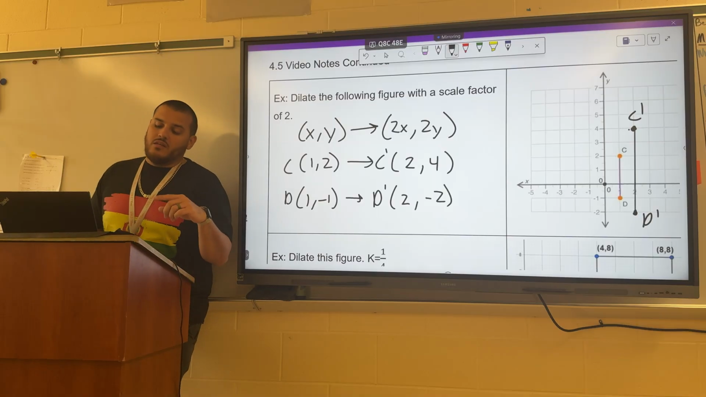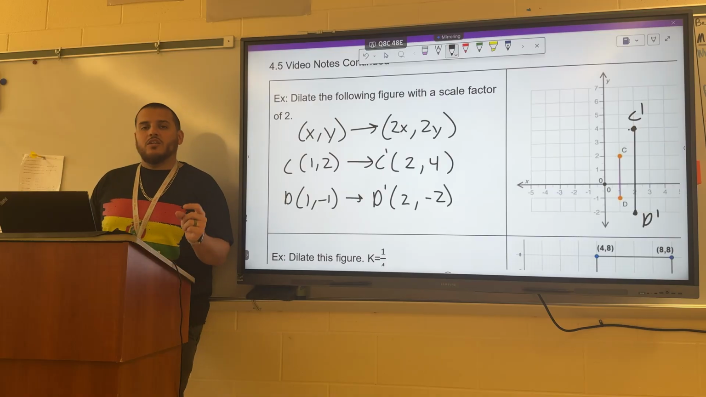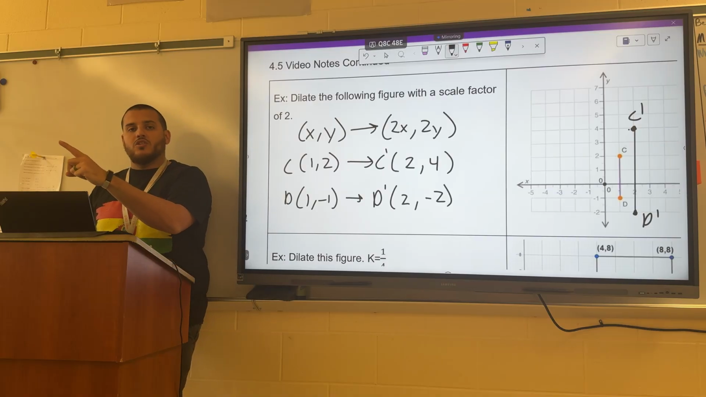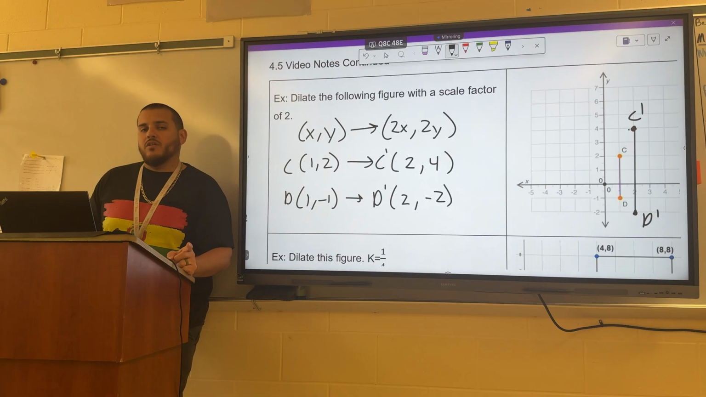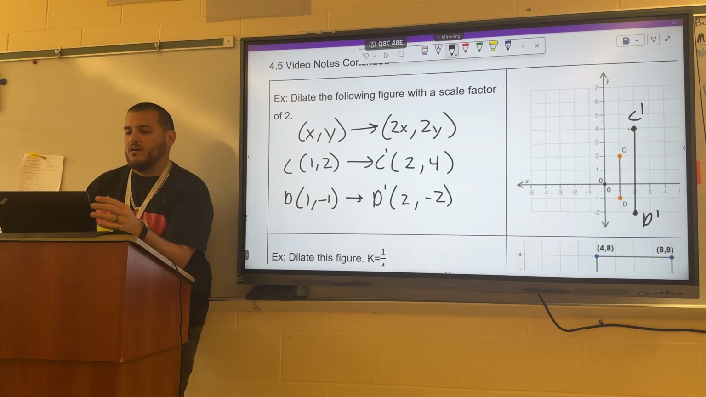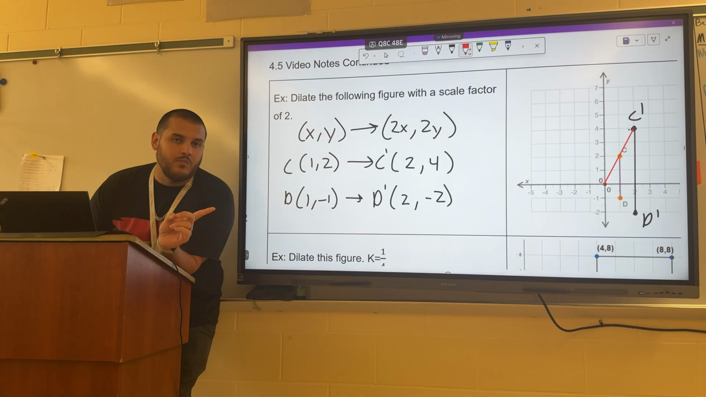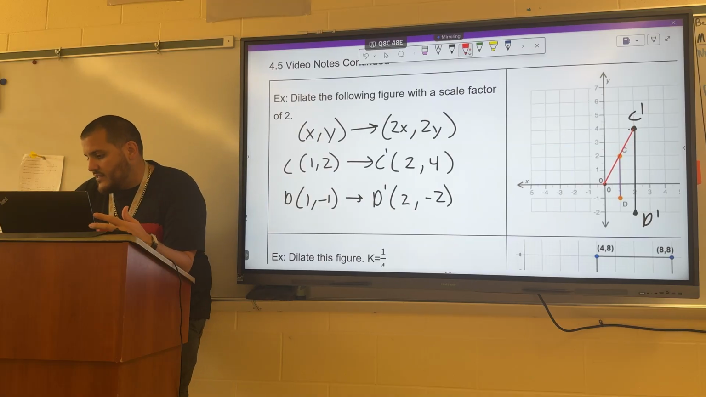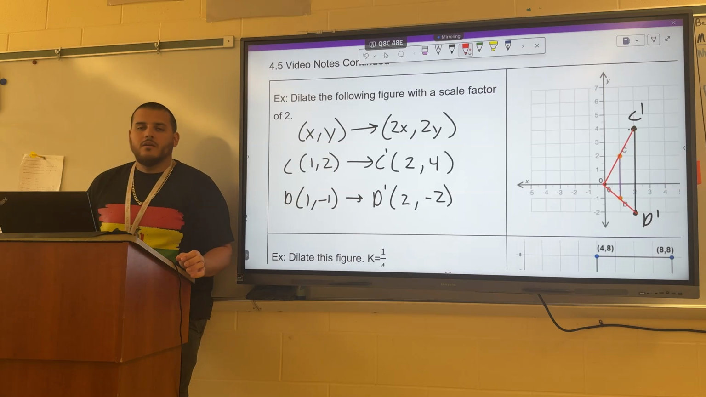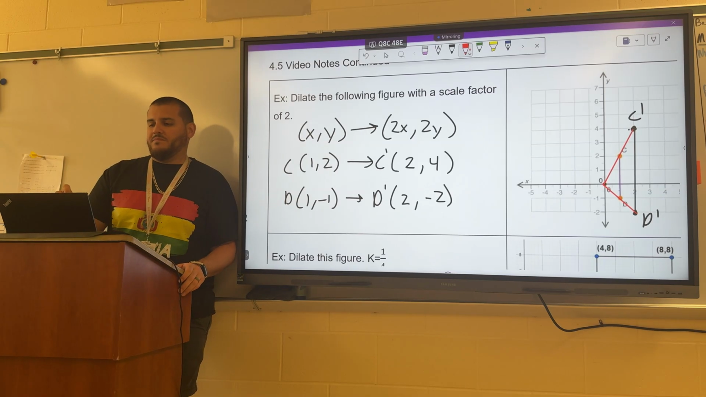Notice this, right? A good way to know that you've done your dilation correctly on a graph is that you should be able to connect your image to the center of your dilation, and your points on your pre-image should be on that segment. So if I draw a straight segment from C prime to the origin, notice that point C on my pre-image is on that line. Same thing, D prime back to my origin, and we notice that point D is on that segment there. This will happen for all dilations.